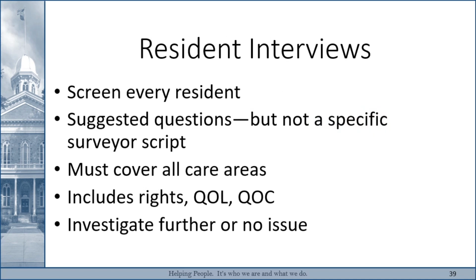Observations, interviews, and limited record reviews will be done for each resident. The survey team will screen every resident. There will be suggested questions, but not a specific surveyor script. And it must cover all care areas, including rights, quality of life, quality of care, and they will investigate further issues or they will find no issues.